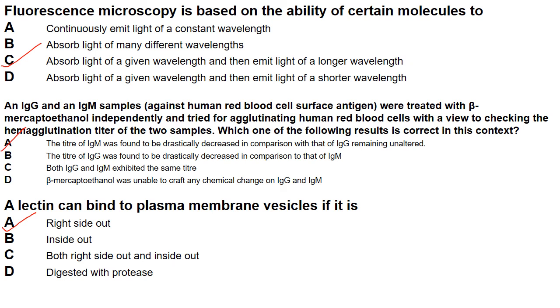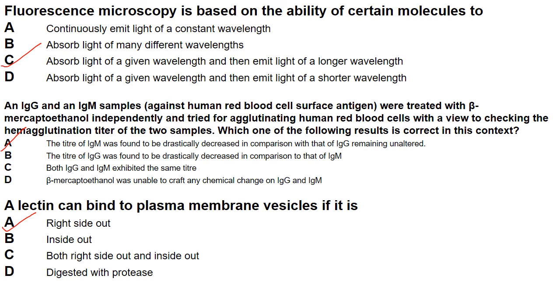Then next one. Lectin can bind to plasma membrane vesicles if it is. So first, what is inside out? Inside out is a vesicle produced from plasma membrane by mechanical disruption that has a cytoplasmic phase of the membrane on the outside. And the right side out is in which the outer leaflet of the vesicle faces the buffer. That is just like an intact plasma membrane. That is right side out.